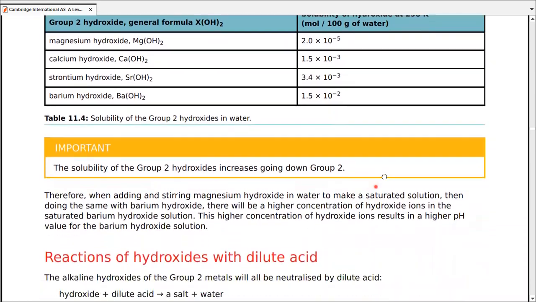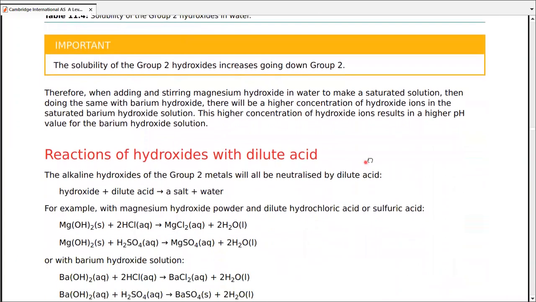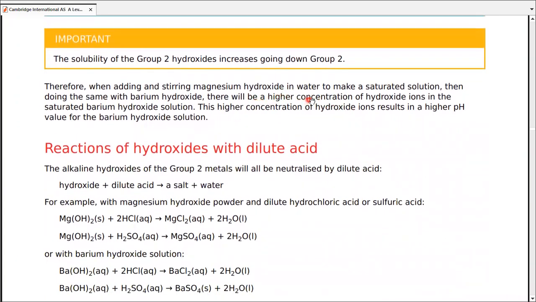Okay, the same thing is mentioned over here. Therefore, when adding and stirring magnesium hydroxide in water to make a saturated solution, then doing the same with barium hydroxide, there will be a higher concentration of hydroxide ions in the Ba(OH)2 solution, of course. The higher concentration of hydroxide results in a higher pH for Ba(OH)2 as well.